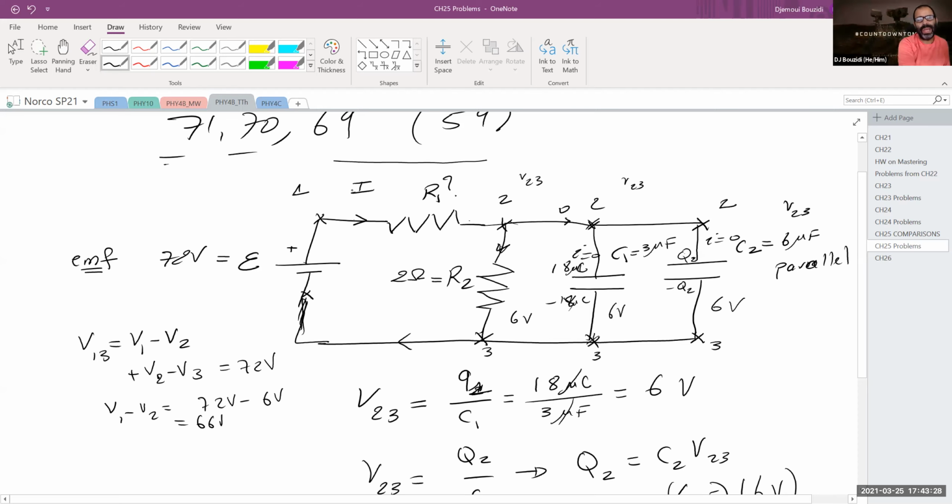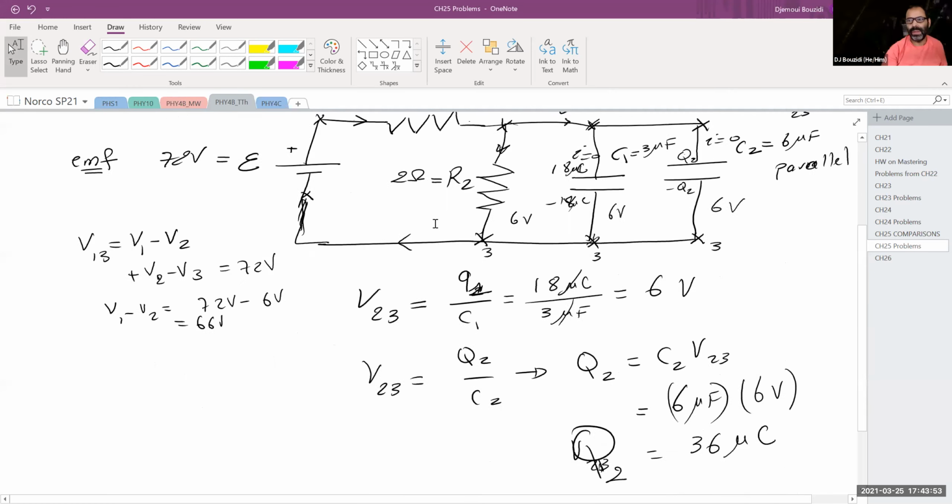If I figure out what this current is, then all I have to do is divide 66 volts by this one, because I know that V between 1 and 2 must be equal to R1 times I. Since if I can figure out what this current is, then all I have to do is divide the voltage by it, and I'm in business using Ohm's law. I can find what that R1 is. So let's find that current.